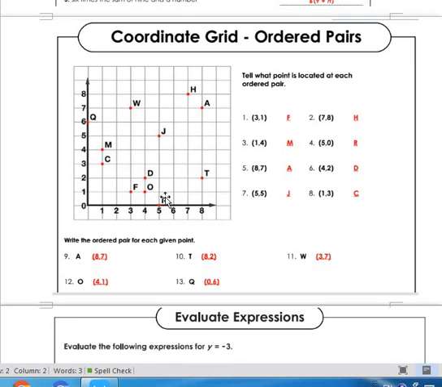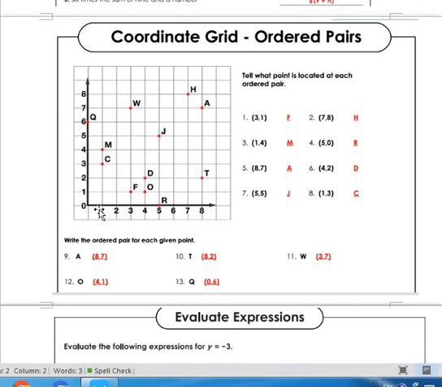3, 1. Okay, I go here 3 on the x-axis, then up 1. So it's here the letter F. Number 2, 7 and 8. 7 on the x-axis, and then I go up 8 until I reach here opposite to the y-axis, here 8. So it's 7, 8, it's letter H.